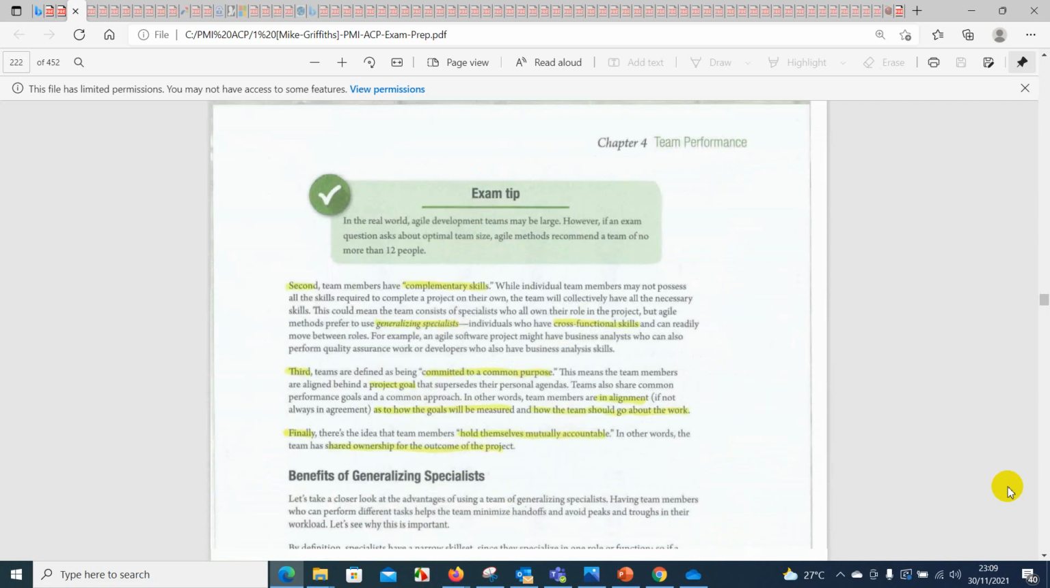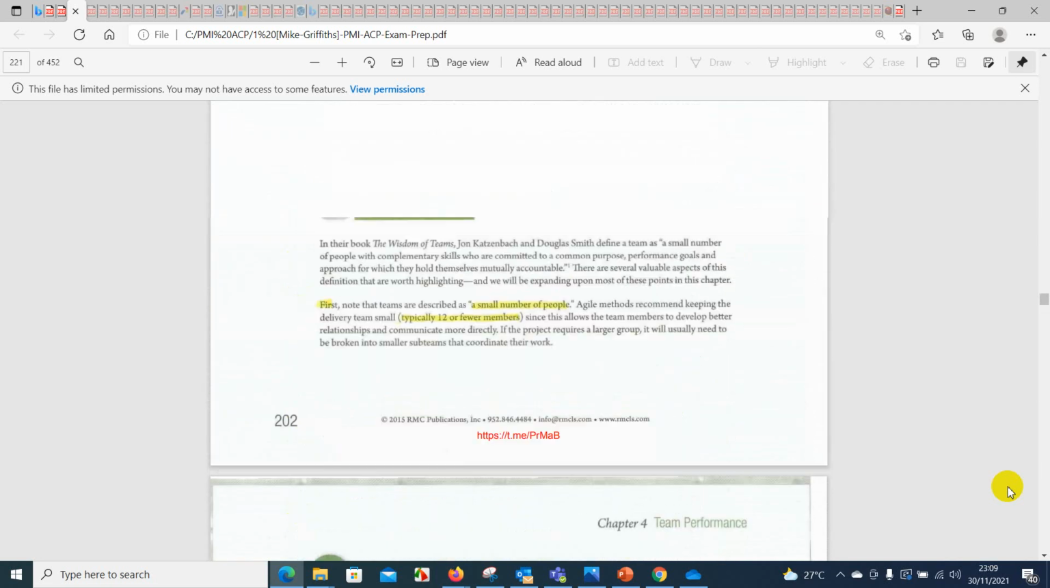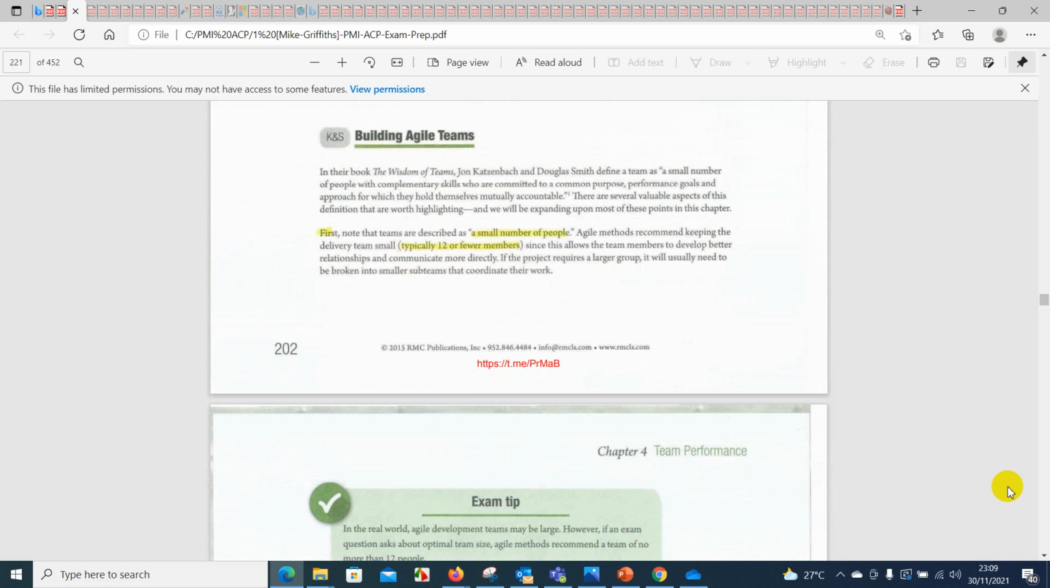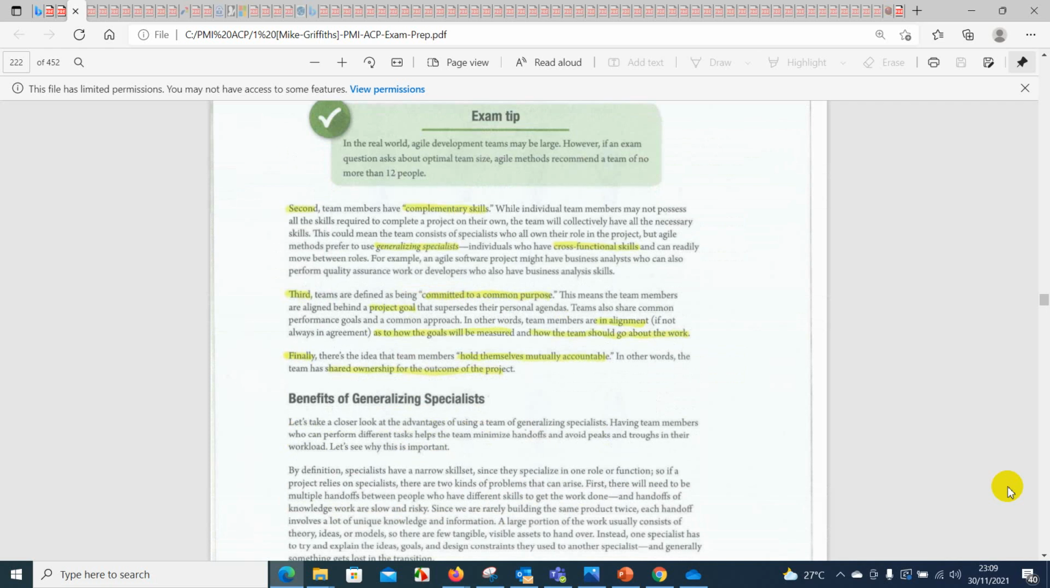Building an agile team. First, a small number of people. Agile methods recommend keeping the delivery team small, typically 12 or fewer members. Second, team members have complementary skills, with generalizing skills: individuals who have cross-functional skills and can readily move between roles.